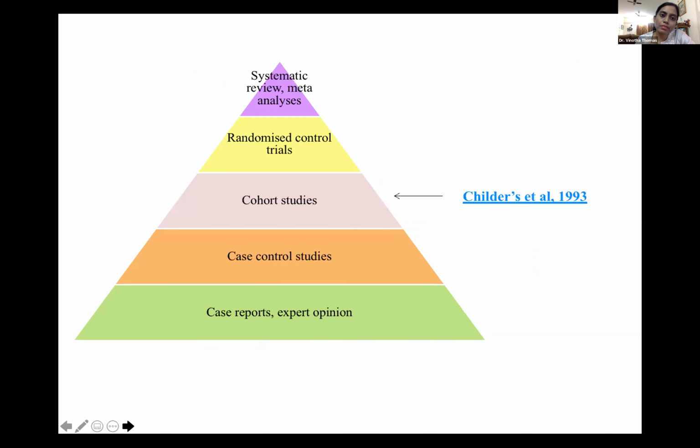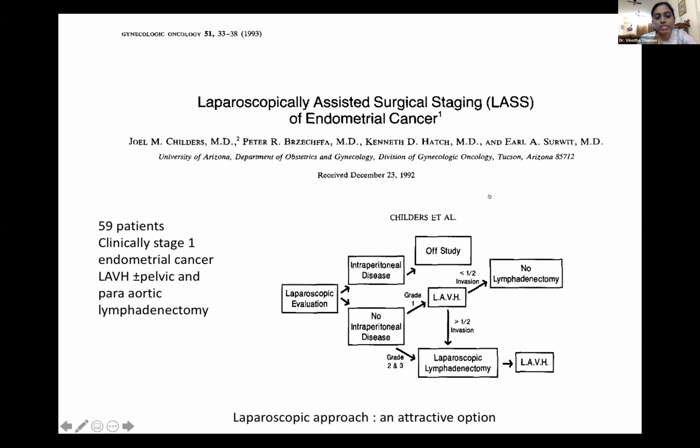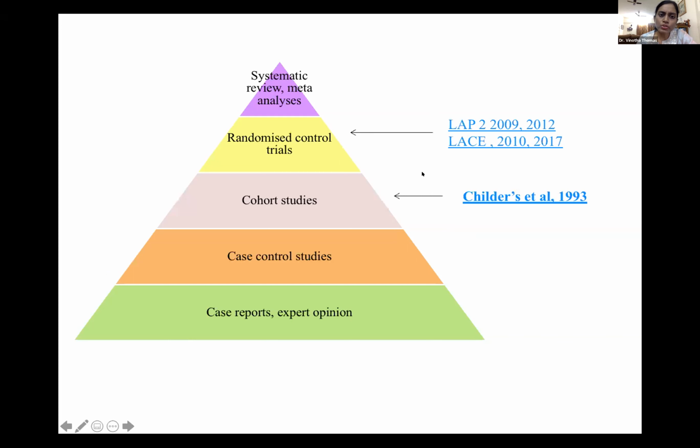When you look at the pyramid of evidence about the acceptability of minimally invasive surgery in endometrial cancer, cohort studies began to come in the last decade of the last century. Childers et al. was the first to present a cohort series of 59 patients with clinically stage 1 endometrial cancer who underwent laparoscopic assisted vaginal hysterectomy with pelvic and para-aortic lymphadenectomy. And he suggested that the laparoscopic approach was an attractive option. Soon, randomized control trials began to come in.